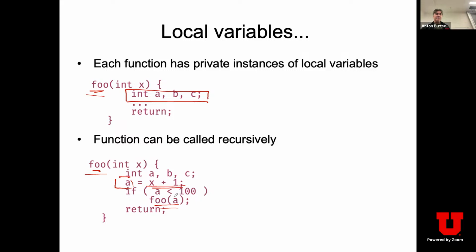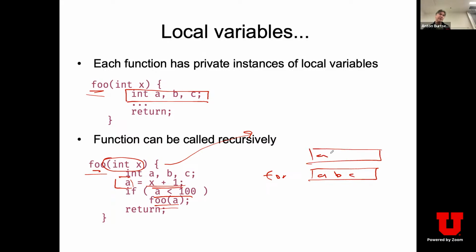gets updated. So essentially, it's growing. You're passing an argument x, and A becomes x plus 1. And then you say, look, for as long as A is less than 100, invoke it again. So every time you invoke a function, you need an instance of this A, B, and C. Invoke the function once, you need them. Invoke it twice recursively, you need them, right?